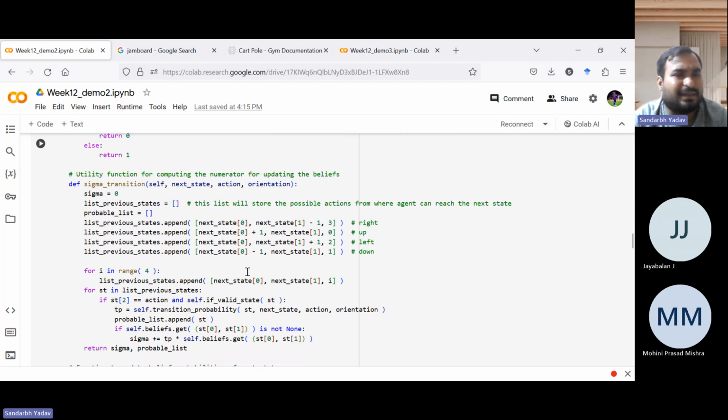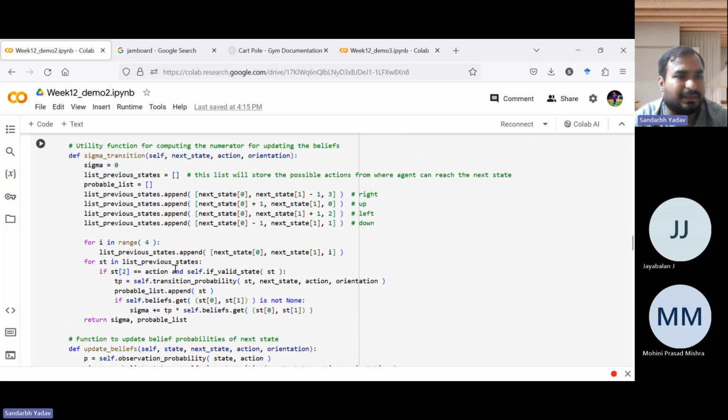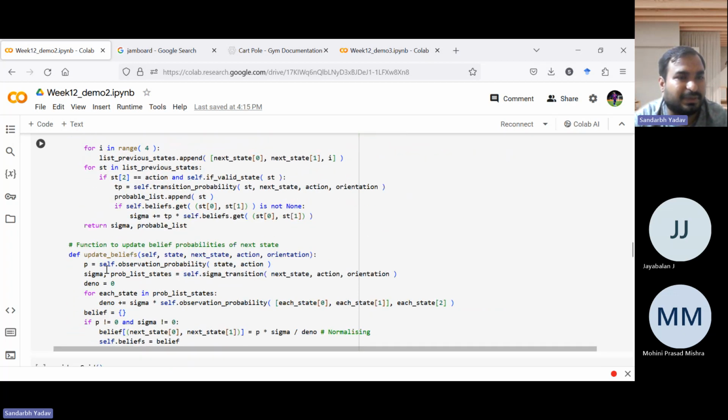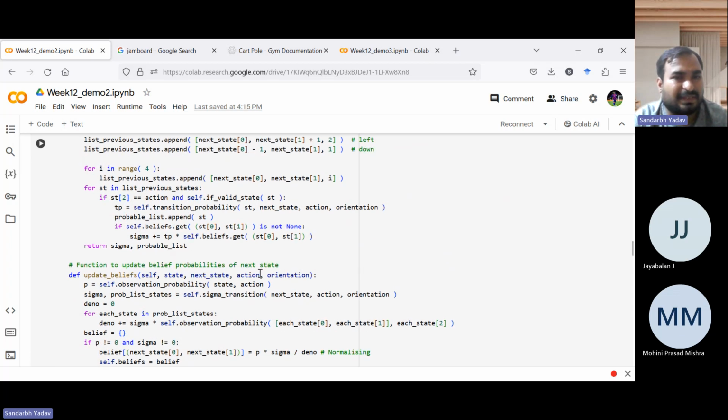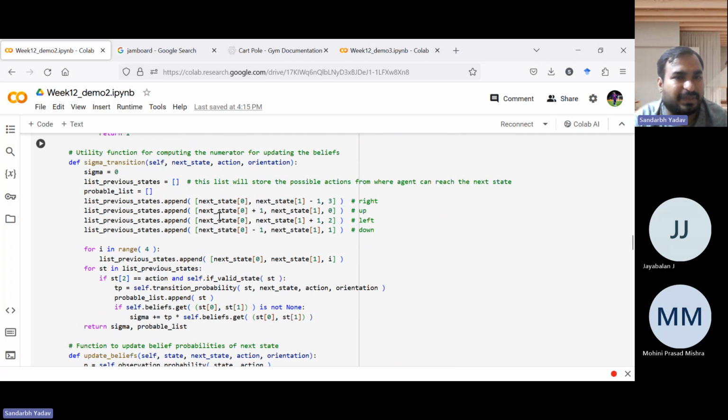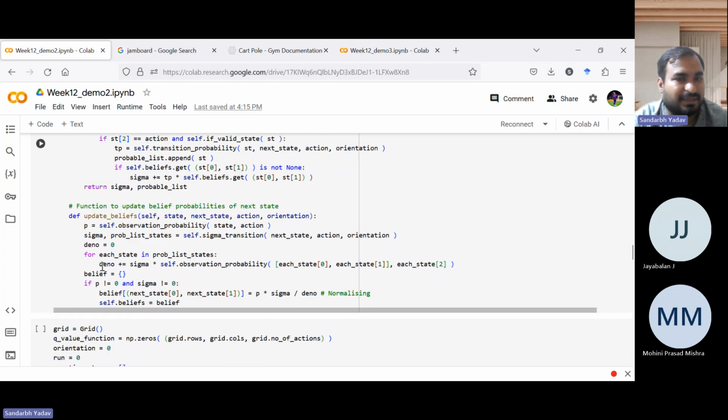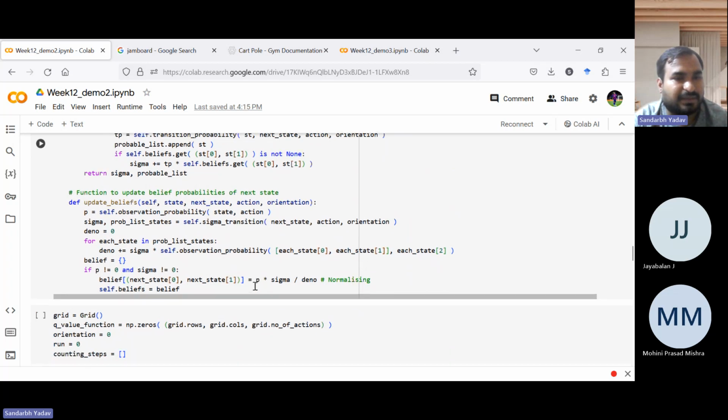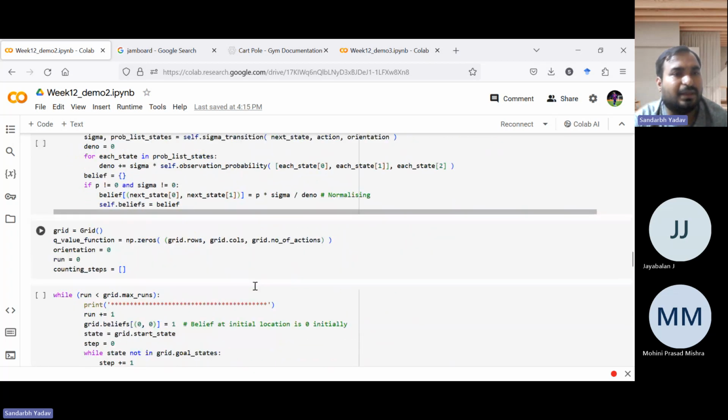And then the sigma transition is getting used here to update the belief, so this is getting called here. Basically, the same belief update is happening here. This is calculating the numerator, and it's getting normalized here by this denominator. So in this way, the belief is updated.